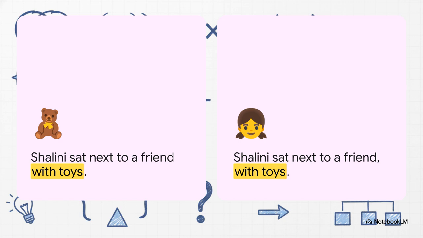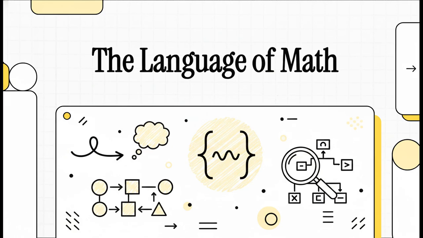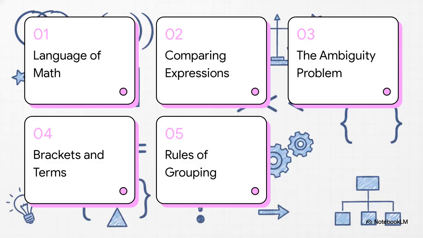Missing or misplaced punctuation causes instant chaos in language. And guess what? The exact same thing happens in mathematics. So, welcome to today's explainer, where we're going to discover how math is actually a highly precise language of its own. It's perfectly designed to eliminate all that ambiguity we just talked about, as long as we know how to read its grammar. Here's our roadmap for today.